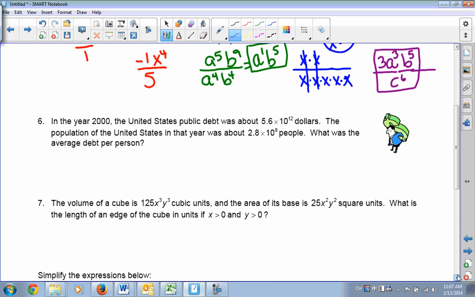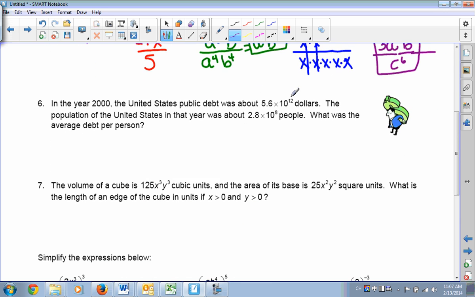All right, here is scientific notation. In the year 2000, the United States public debt was about 5.6 times 10 to the 12th dollars. Woo! That's a lot, okay? The population of the United States in that year was about 2.8 times 10 to the 8 people. So what was the average debt per person?